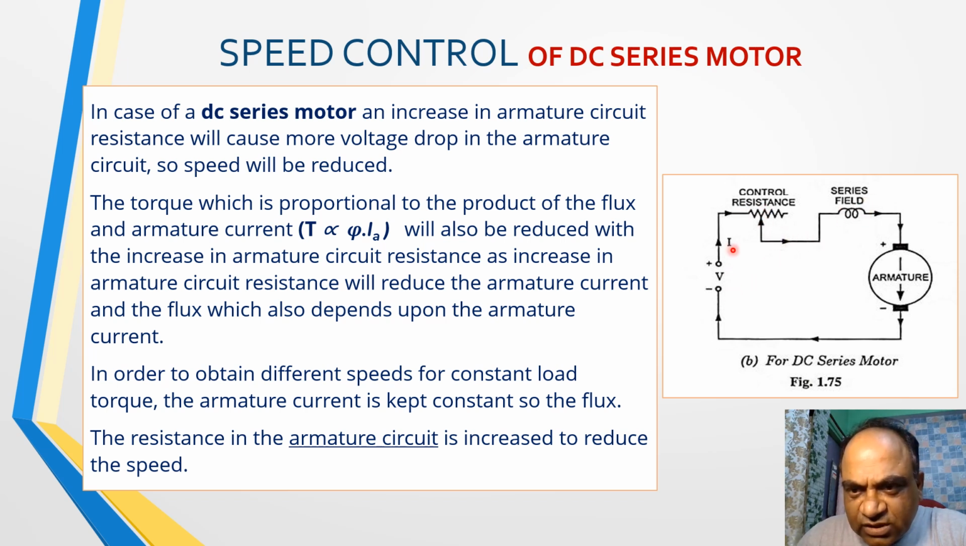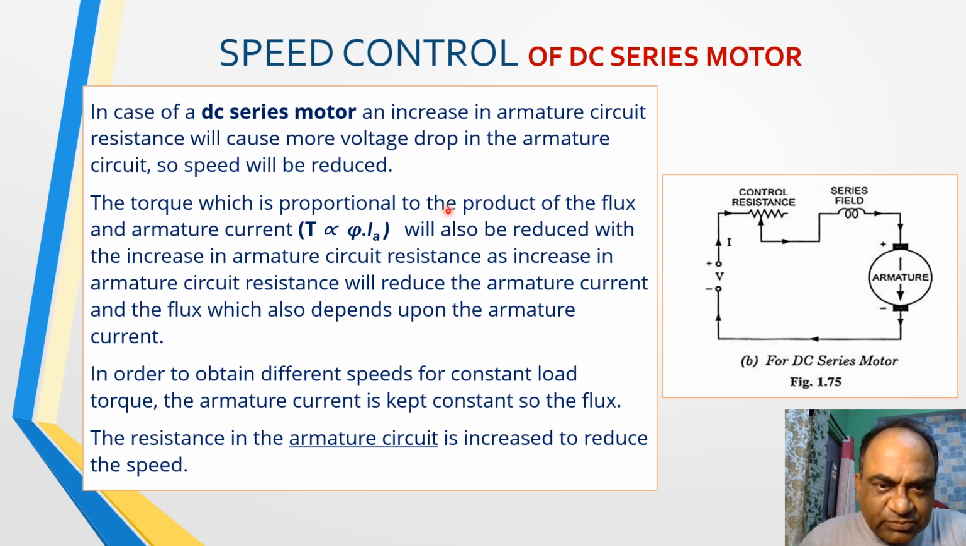As you are increasing the resistance in the series field circuit, the current is reducing, and when the current is reducing, the field is weakened. At the same time, your voltage across this armature is also reducing. So what happens actually in the case of the DC series motor, an increase in the armature circuit resistance will cause more voltage drop in the armature circuit, and so the speed will be reduced.